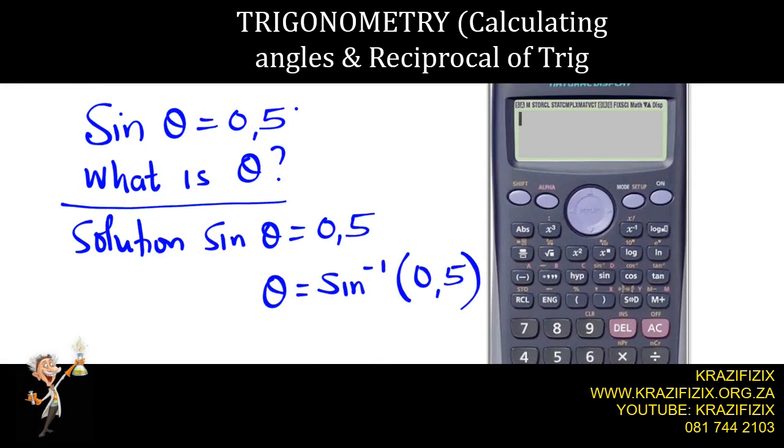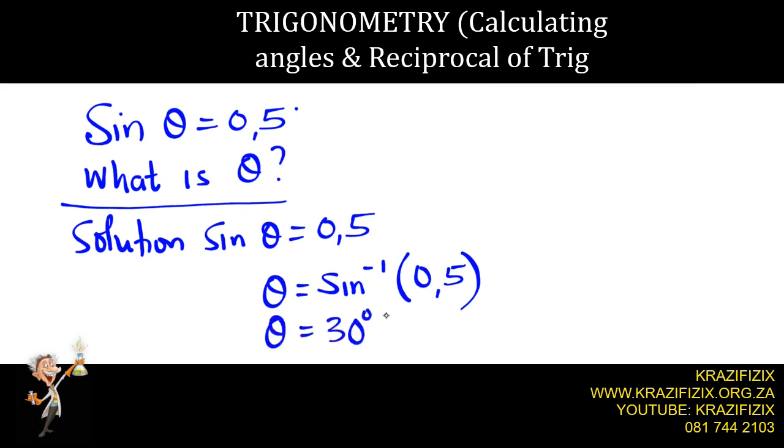We go to our shift function and press sine. Do you see that sign there? If it was cos, then I'd press cos. So above your sine button there is an inverse of sine. And then you put in your value 0,5. What is the angle going to be? The angle is 30.